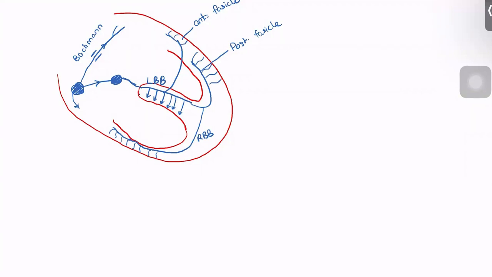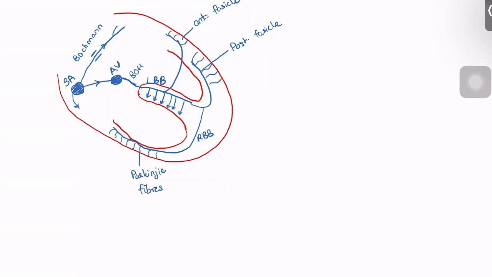So it started at the SA node, then goes to the AV node and bundle of His, then the left bundle branch and right bundle branch, and ends in the Purkinje fibers. That is the conducting system of the heart.